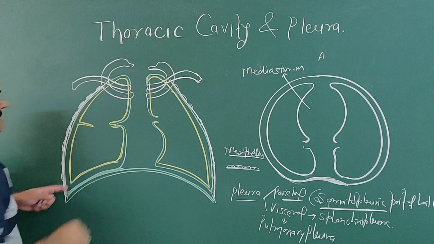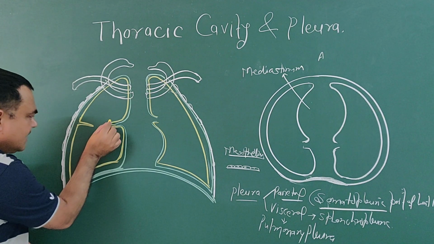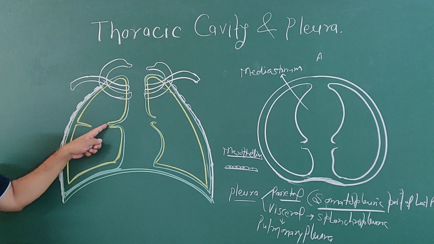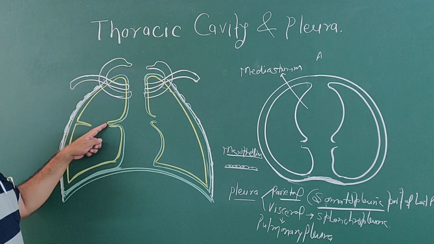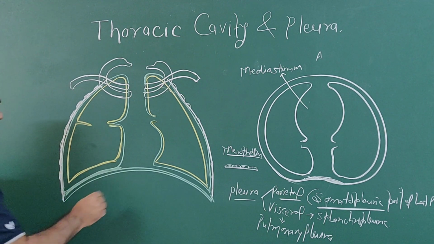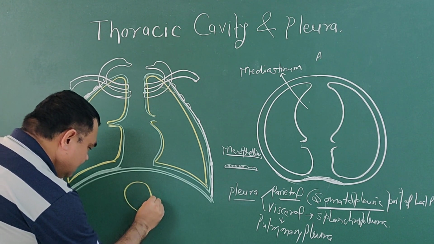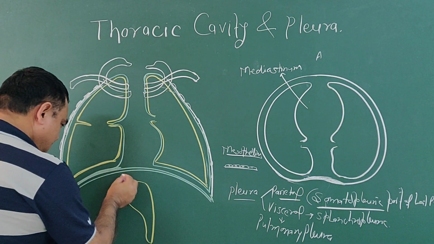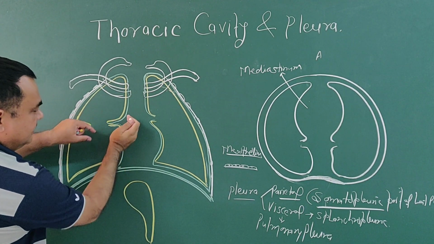So this is the visceral layer, the inner layer. Both these layers are continuous. Here you can see the parietal layer and the visceral layer continuous at the root of the lung. This is the root of the lung. You are seeing it from the medial side.